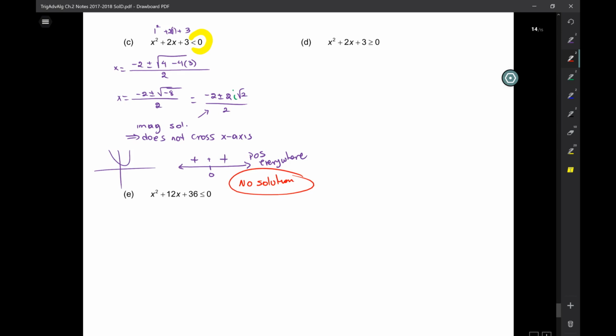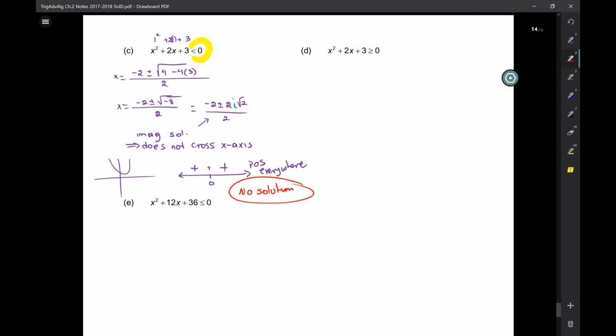So whenever there's an imaginary, it's no solution, or no? No, it's whenever all of them are positive, but in the original there's less than 0, and none of them are less than 0. If it's greater than 0, then there would be a solution. Okay, so look at the next one.